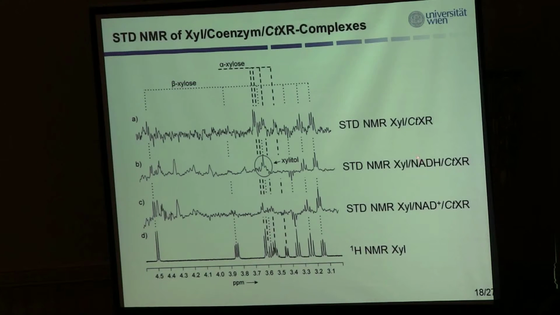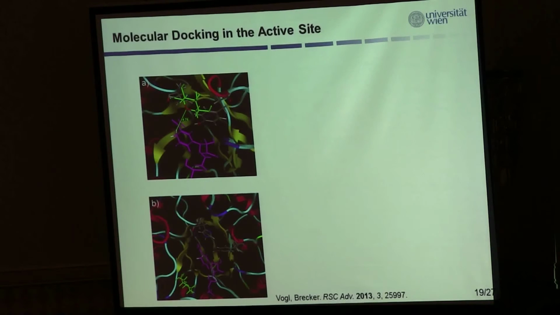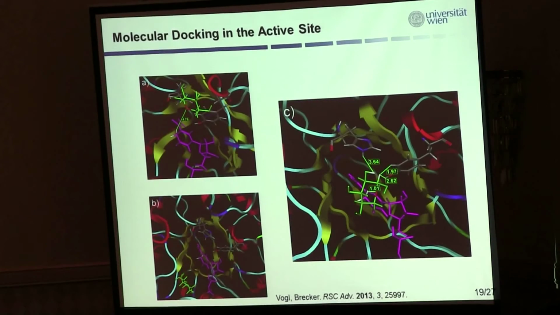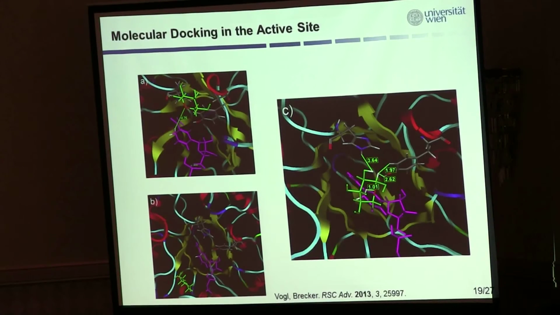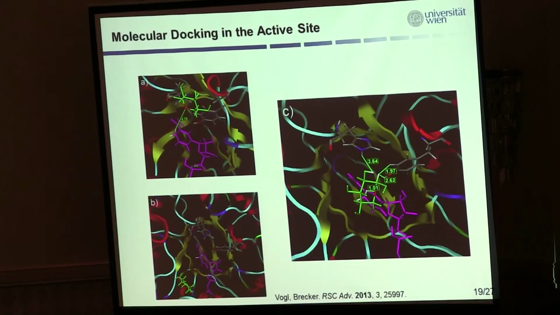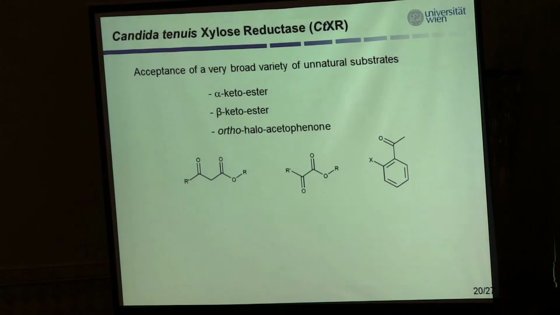And changing then NADH to NAD+, we have again then the signals of alpha-xylose because we are not productive and have no transformation. That led us to make some docking, and we see the beta form does not really fit to the active site, but the alpha form fits quite well, and there we have the proof, now the third proof, that the alpha form is accepted better than the beta form.